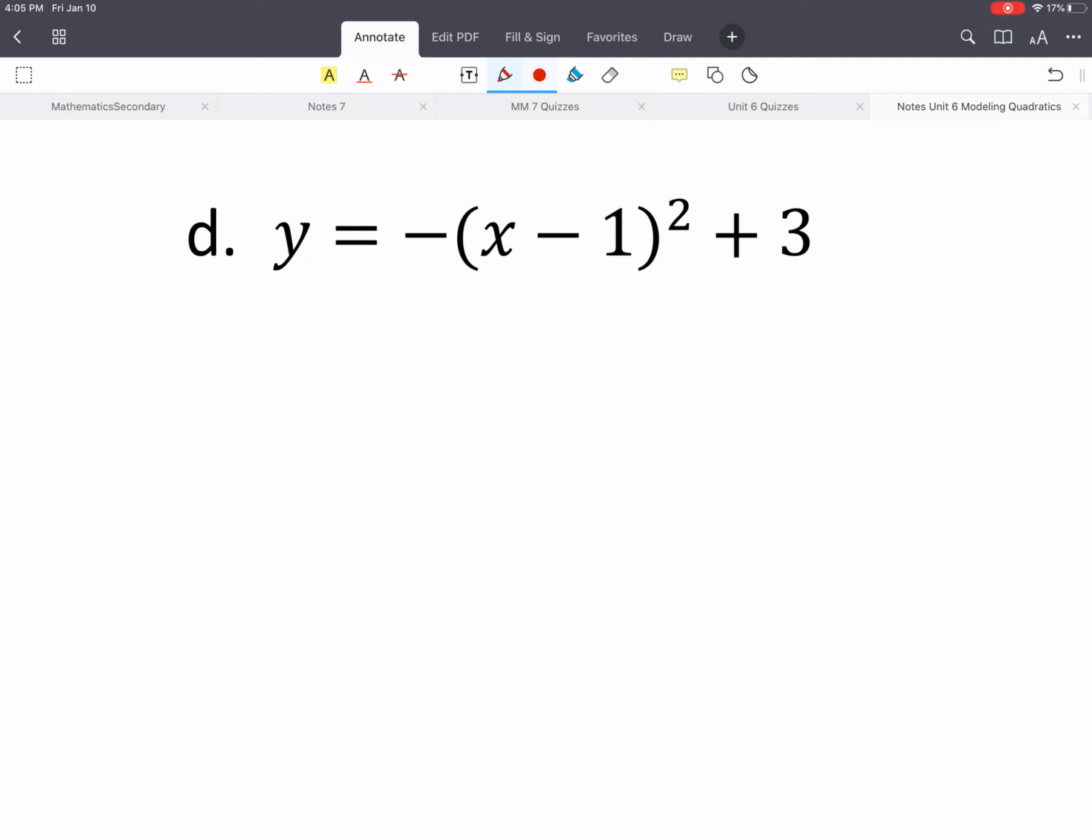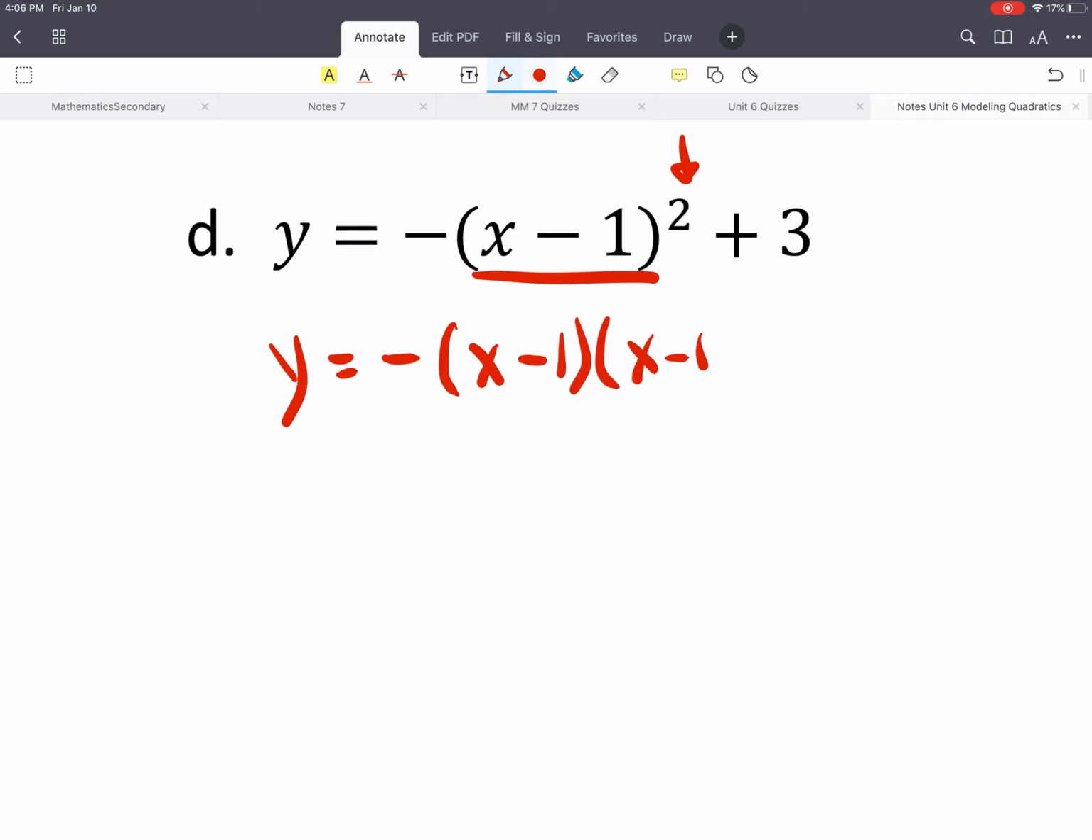Look at the flow chart. To get to standard, we distribute. So just remember, if we have an exponent, what we're really doing is we're multiplying its base, which here would be x minus 1. So we're going to multiply x minus 1 by itself 2 times, as so. And then we'd want to FOIL.